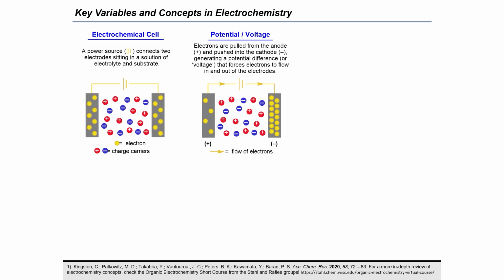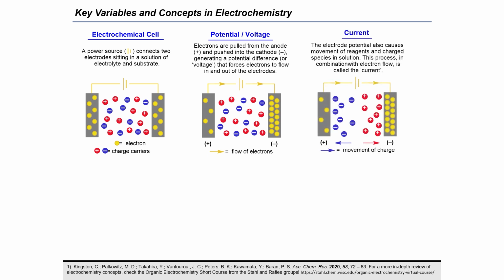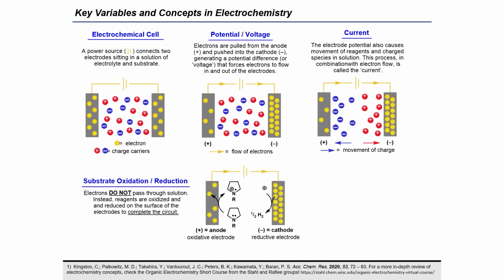This applied potential difference causes a movement of charge in the flask where negative charge carriers are rushed to the anode surface and positive ones to the cathode surface. Our substrates are also in this mix too. This process in combination with electron flow is our current. Now that we have a current and a voltage, we can begin thinking about substrate oxidation and reduction. One key thing to remember is that electrons do not pass through the solution. It is the substrates that provide the electrons for both electrode events. This is critical for there to be a complete circuit.